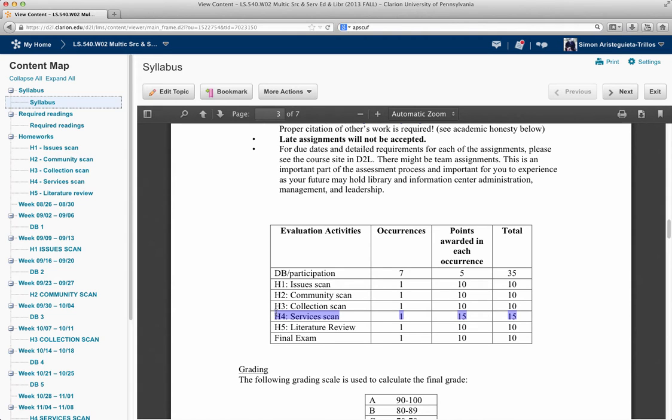So I'm giving 15 points of credit if you do an excellent job. Finally, there's a literature review, and that's only one time, is 10 points, and your final exam, which is 10 points. Usually my final exams will be either an essay question or a multiple choice type of exam.